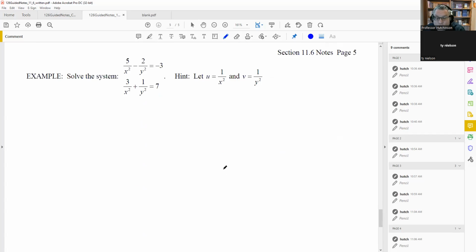All right, here's the very last one that we'll do. It's the last problem in this section. There's one like this in the homework, so I want to make sure we go over it. This does give you a hint. It says, make these substitutions.